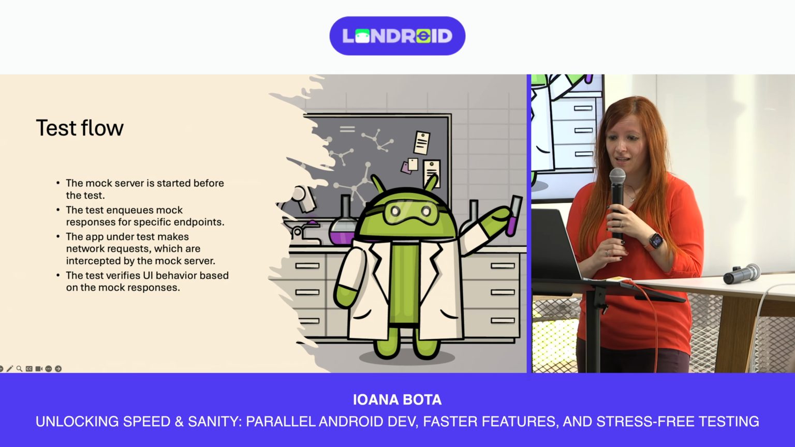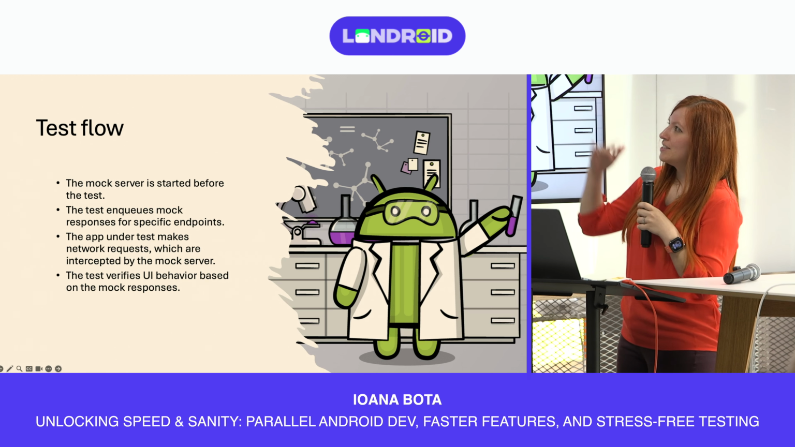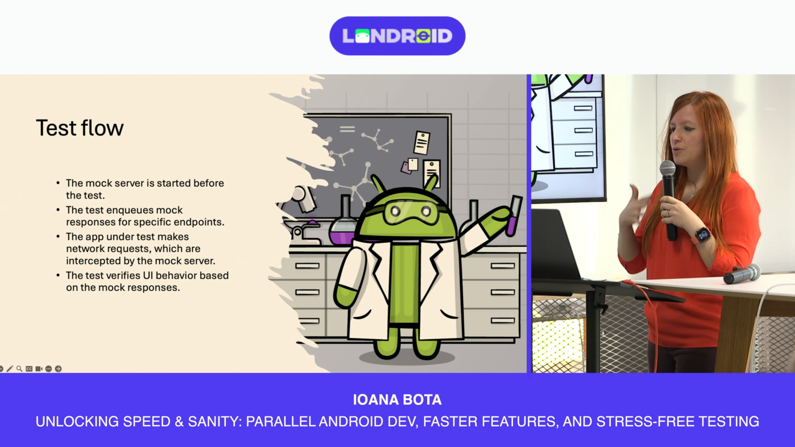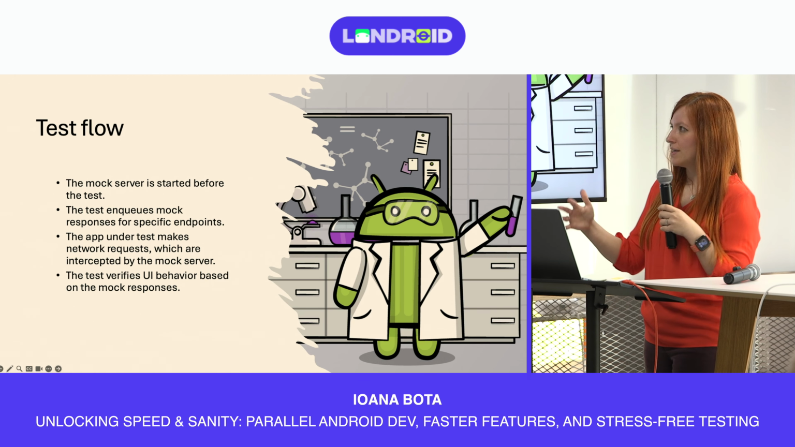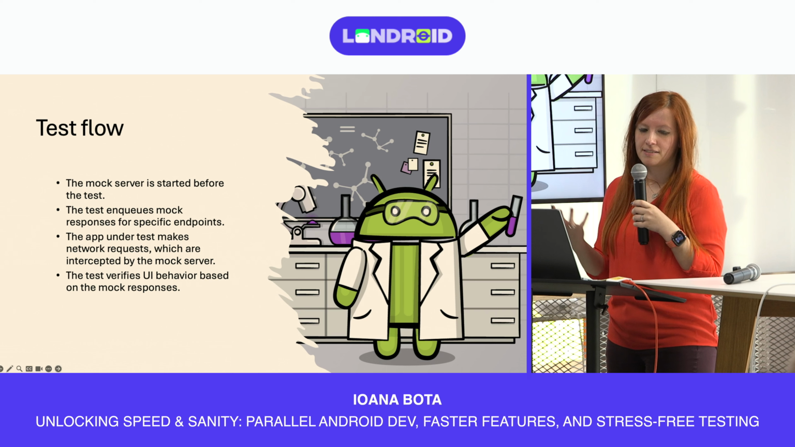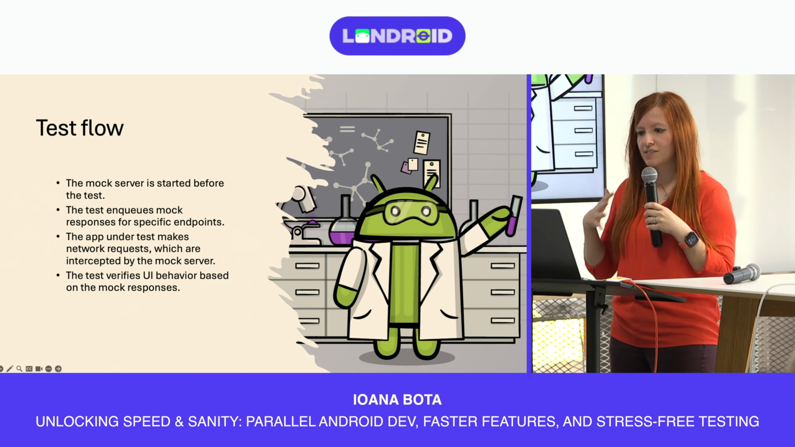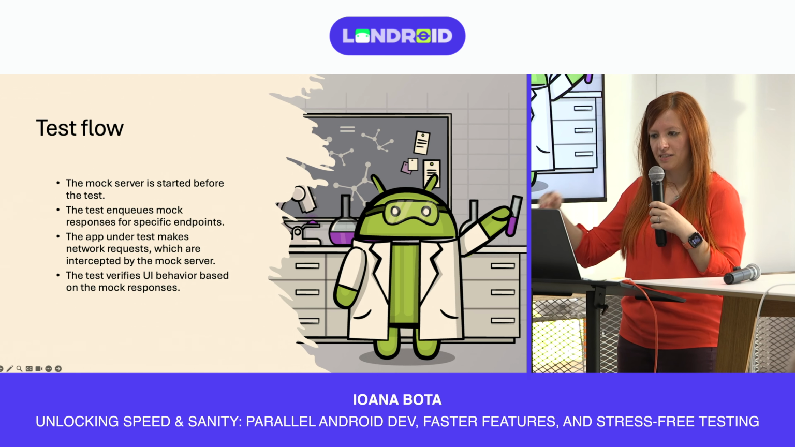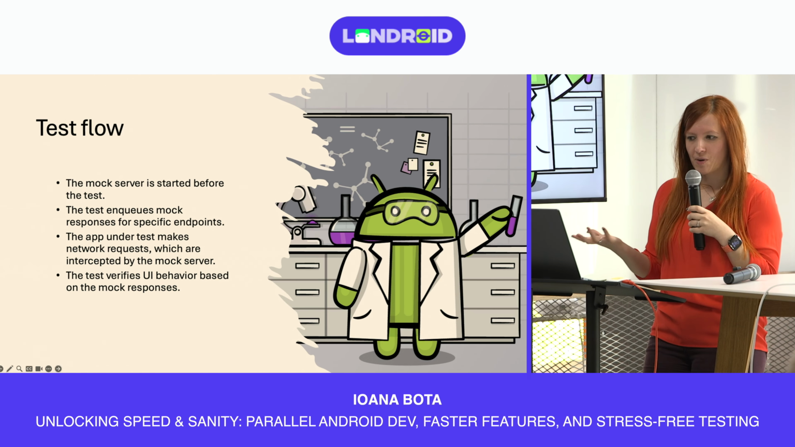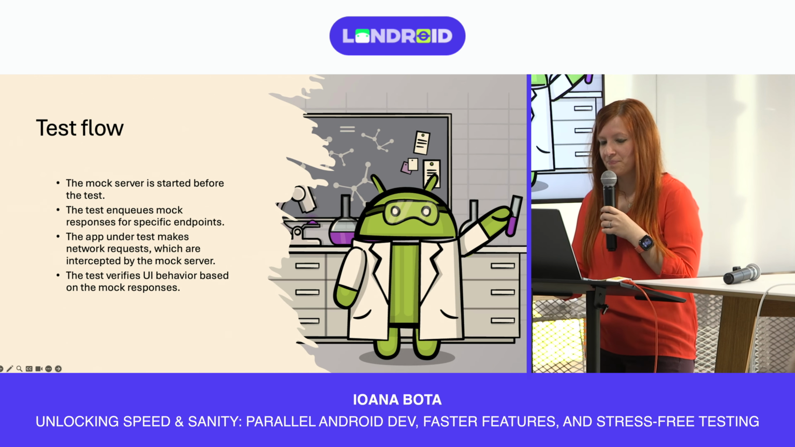So how does the test flow go? First of all, we need to start the mock server. Then the test enqueues different responses that we write in our tests. The app under test makes different network requests, which are intercepted by the mock server, and you will test based on that. We will see an example shortly. The test verifies the UI behavior, as you all know, based on those mock responses.